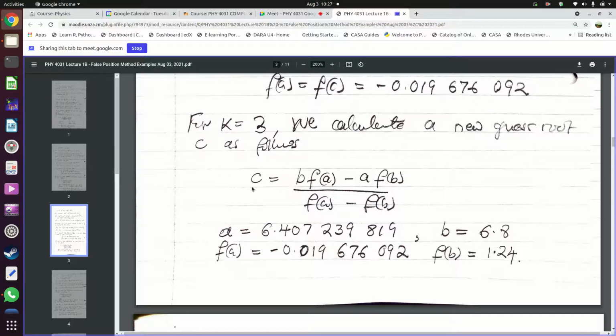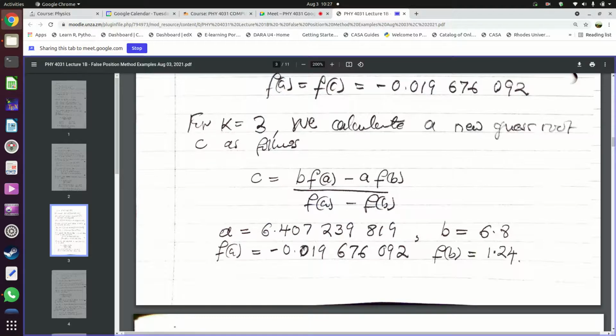So we calculate a new C as follows. C is equal to B f of A minus A f of B, divided by f of A minus f of B. Our new A is 6.407239819. Our new f of A is minus 0.196676092. This bit here remains the same, because with false position you always squeeze only from one end. So your B is 6.8, your f of B is 1.29.